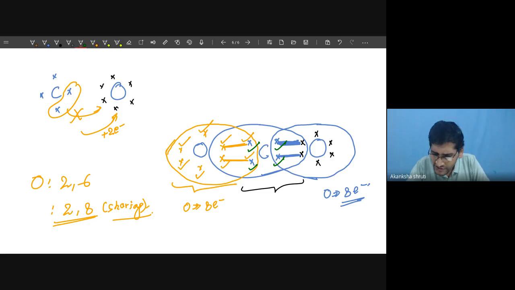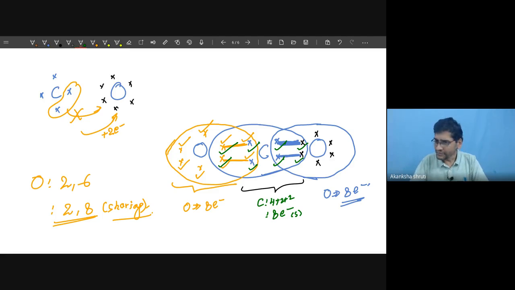So 2 electrons, the black electrons of the oxygen on the right hand side, are also under the control of carbon. So 4 plus 2 become 8. Additionally, 2 more electrons, the orange electrons of the oxygen on the left hand side, are also under the control of carbon. Now this carbon has a total of 4 plus 2 plus 2, means 8 electrons.